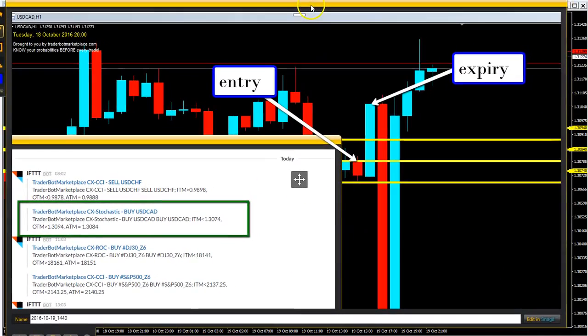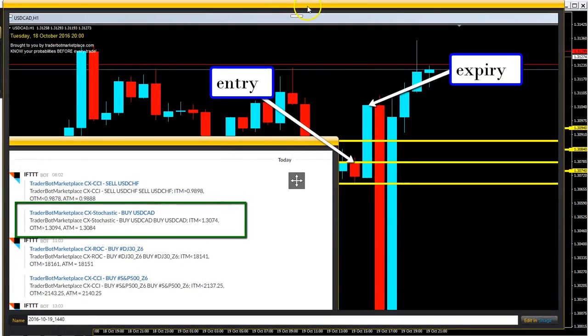Here's a picture a little bit to show you more in depth. Here's the actual signal that came out this morning on the USD CAD. We're looking at the USD CAD, and it came out with these prices. And you can see ITM down here at 130.74, ATM at 130.84, and OTM at 130.94 right here. It's a 2-hour trade. All of these are 2-hour trades.